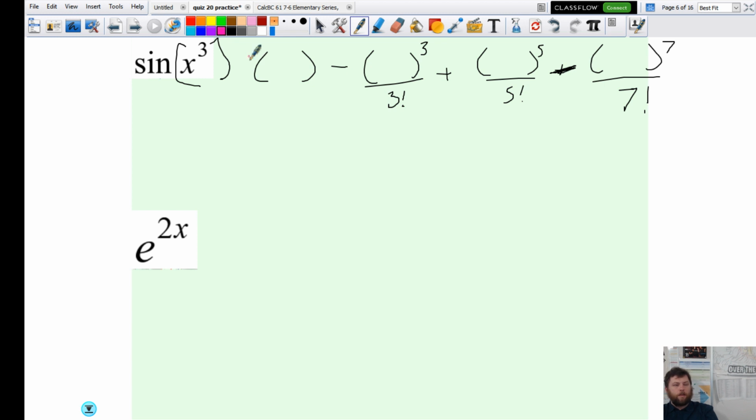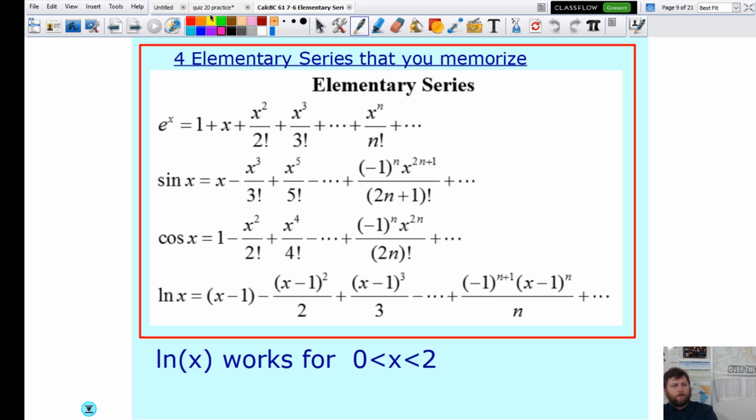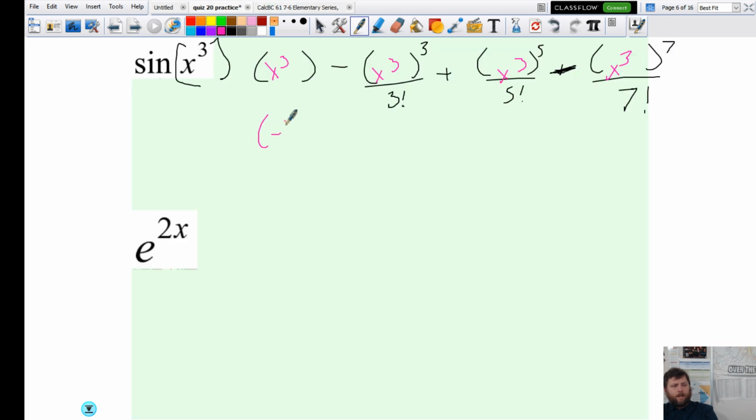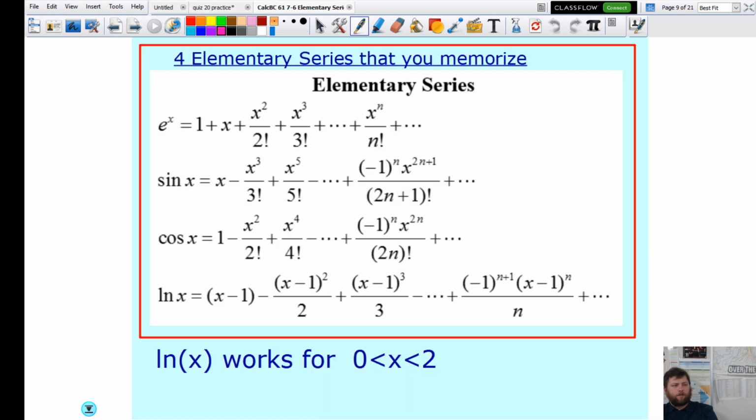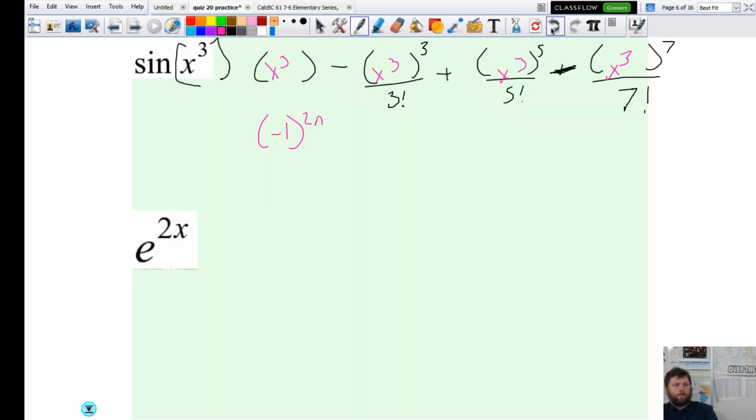So what's that something you plug in? x cubed. The generic term, again, if you remember these generic terms, it's negative 1 to the n. Does it need 2n? 2n does matter, because you start at 0. And then instead of x to the 2n power, it's x cubed to the 2n power over 2n factorial. Or 2n minus 1, right? Something like that. I shouldn't have made you do the generic term. That's kind of weird to do. I'm going to skip that. No, I'm just going to do it anyways.